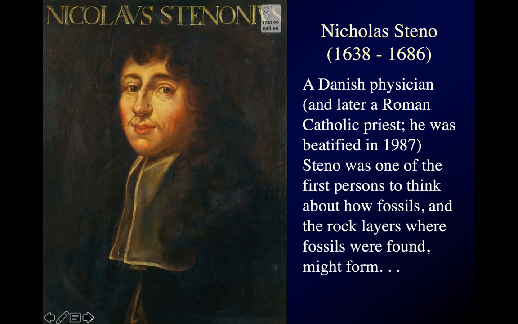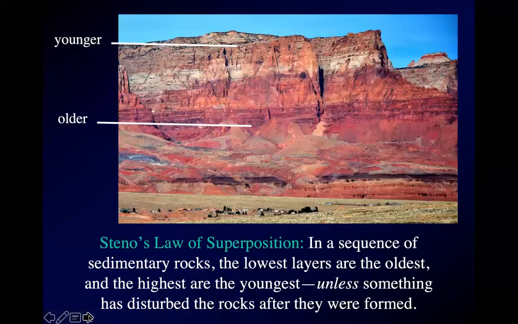But he was also one of the first people to think about how fossils and sedimentary rock layers might form. And he came up with a couple of rules that we still use. They're sometimes called Steno's laws, although they're not strictly speaking laws. There are cases where they don't work, but they work very well as guidelines for looking at sedimentary rock layers. Steno's law of superposition says that whenever you have a stack of sedimentary rock layers, the ones on the bottom of your stack are the oldest, and the ones on the top of your stack are the youngest, and the ones in the middle of your stack are in between.